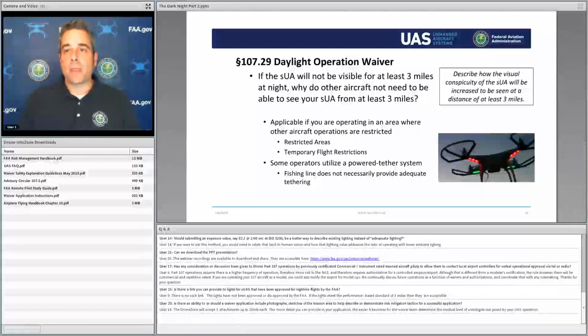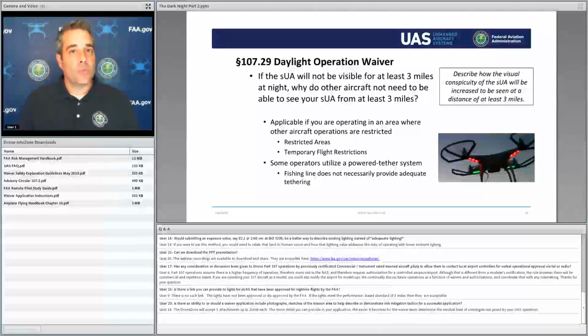So some people say, I'm using a powered tether system. So the tether on my UAS is also the power cord for my UAS, and if that were to fail, the UAS comes straight down. That might work for you. We've had some people say, well, I don't need to have lighting visible for 3 miles because my UAS can never get away from me because I have fishing line attached to it.